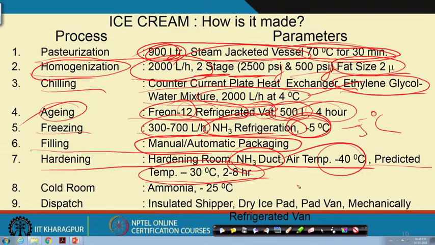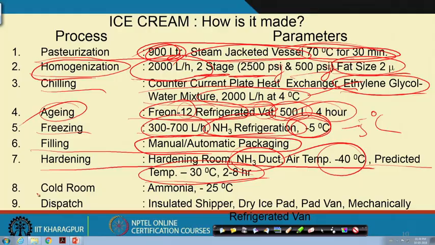Obviously, a cup of 50 ml will take less time than a packet of 4 liters, right. A 4 liter pack takes around 8 to 10 hours for hardening, whereas a small 50 ml cup may take half an hour, 1 hour, 2 hours at the most, depending on the environment temperature. This will also come in detail, because not only will this help us know about ice cream manufacturing, but the associated refrigeration will also be covered a little bit.